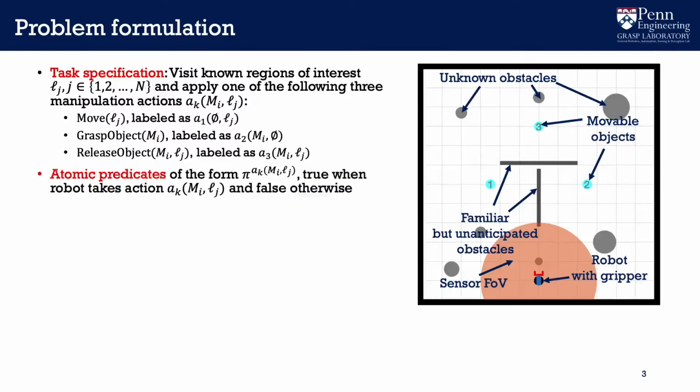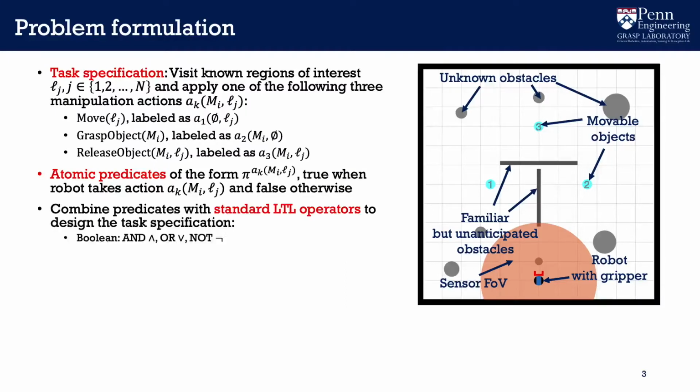To specify the overall task as an LTL formula, we define atomic predicates that are true when the robot takes an action at a particular place and false otherwise, and we combine our predicates with either Boolean or temporal operators to form an LTL task specification.